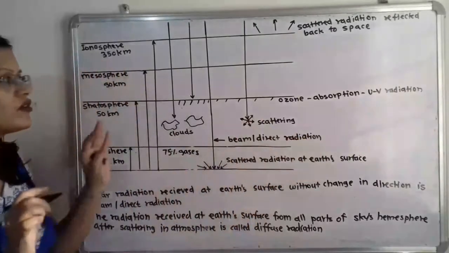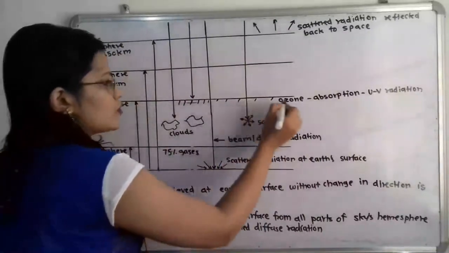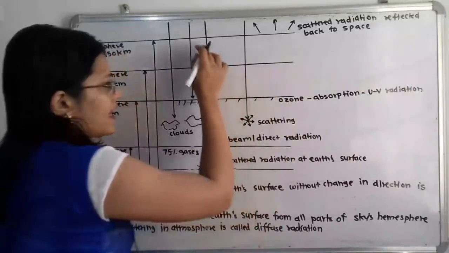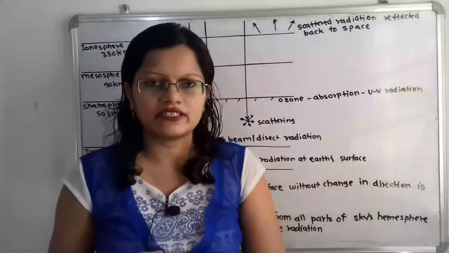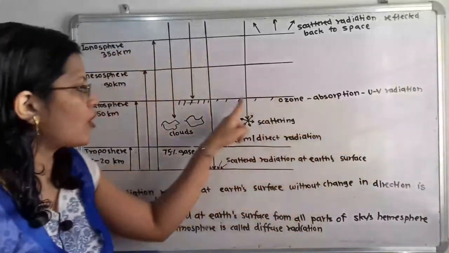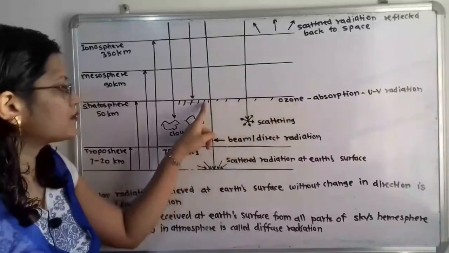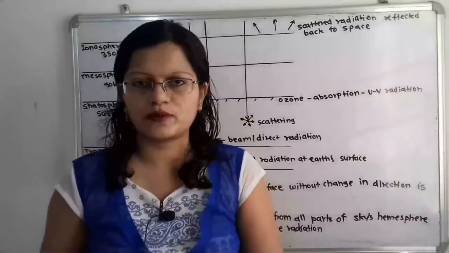Now what about the other radiations? If we observe, here is the ozone layer at the top of the stratosphere. In the radiation there are harmful ultraviolet rays. These harmful ultraviolet rays get absorbed by the ozone layer. So we can say that the ozone layer absorbs the harmful ultraviolet rays. That means there is an absorption process.